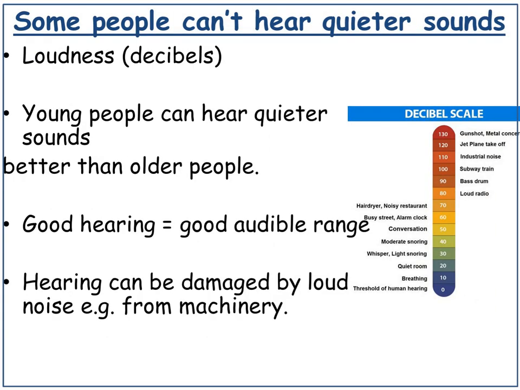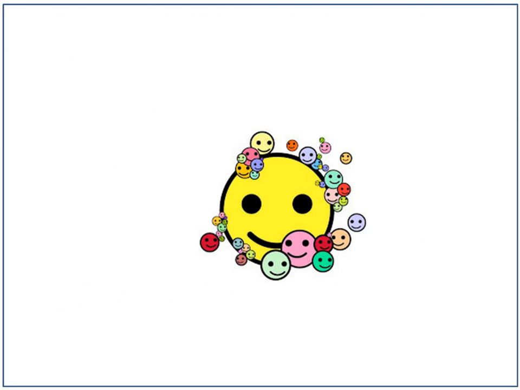And again, some people can't hear quieter sounds. Loudness is measured in decibels. Young people can hear quieter sounds better than older people. And if you've got good hearing, you tend to have a good audible range. And hearing can be damaged by loud noises from machinery, etc. So that is a bit more about sound.